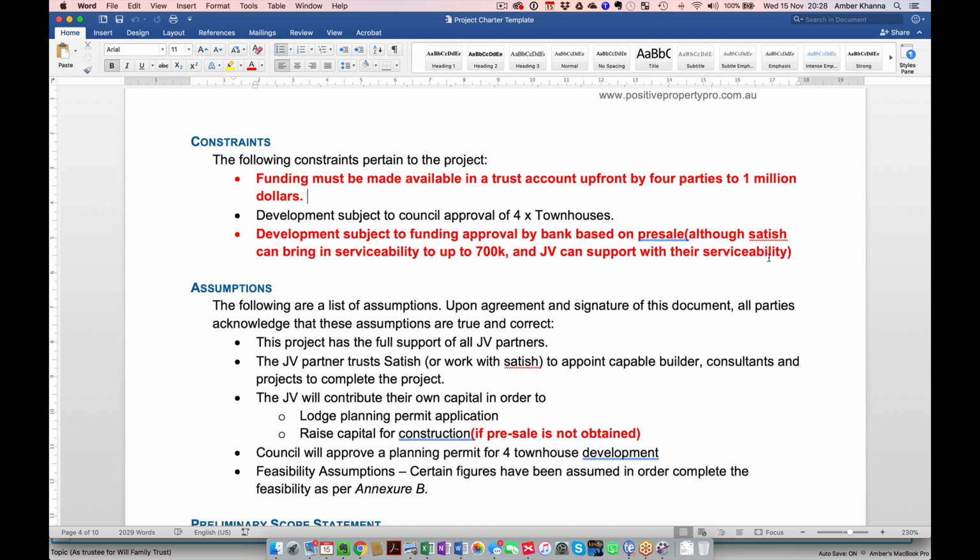So that was another option. If we can't get a pre-sale, I have serviceability, and perhaps the other JV partners would have serviceability, and we can fund through a loan. Yeah, you can. And if you go to the top banks, they do not always want pre-sales, so long as you can show them that towards the end of the project, if you haven't got a pre-sale, you can actually fund the project.